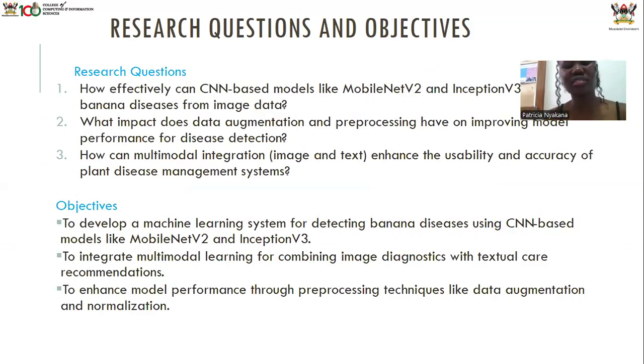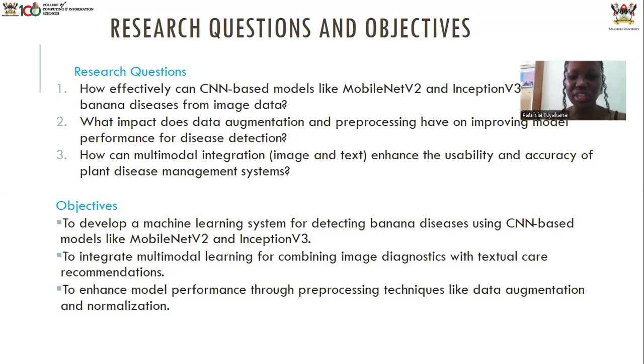Research questions and some of the objectives: how effective can CNN-based models like MobileNet V2 and Inception V3 classify banana diseases from the image data? Then what impact do data augmentation and preprocessing have on improving the model performance? Then the other question is how can multimodal integration, that is image and text, enhance the usability and accuracy of a plant disease management system?